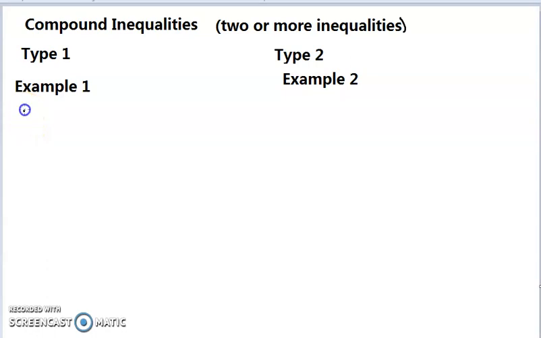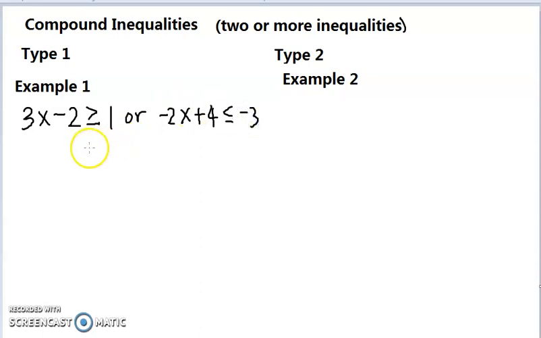The first type is, say we have 3x minus 2 greater than or equal to 1, or negative 2x plus 4 less than or equal to negative 3. Alright, so here we have the 2 inequalities, as you can see, which are joined by the word or.